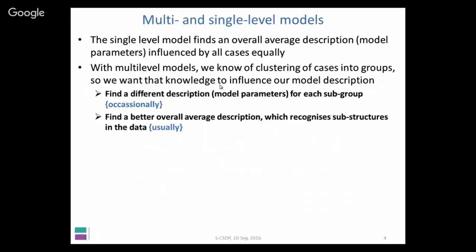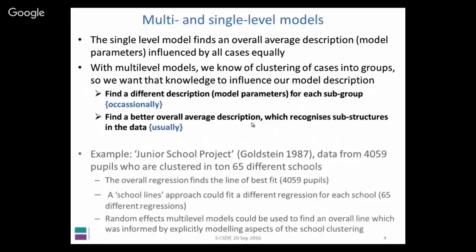One possibility would be different models for different cluster units. So if we've got pupils clustered in schools, we could do a different model for each different school, for example, come up with different model parameters for each of the higher level clusters. Generally speaking, that's less appealing because it's too complicated. It'll come up with too many model parameters. What we'd rather do is have an improved overall average description which recognizes the structures in the data in some way. And this is what's usually done with the random effects multi-level models.